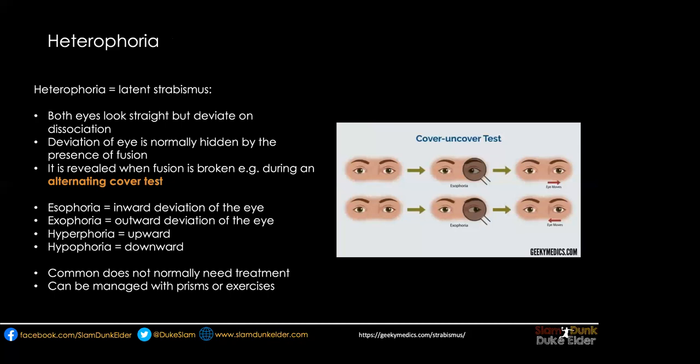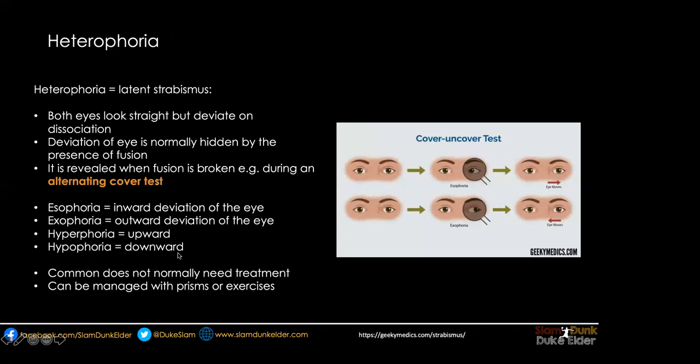So in this diagram, you can see the covered eye, and when you dissociate and cover, the eye will move inwards. For an esophoria, the eye moves inwards when you're covering it up. As soon as you remove the cover, the eye will move to realign itself in the center. That's an esophoria, an inward deviation of the eye, and when you remove the cover, it will move laterally. Likewise with your tropias, there are 4 types: eso in, exo out, hyper up, and hypo down.